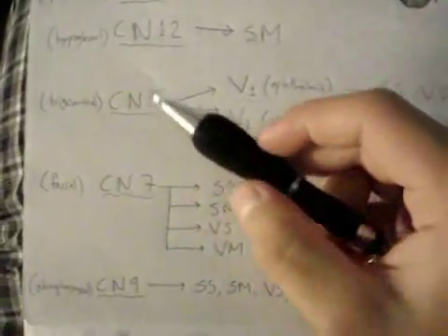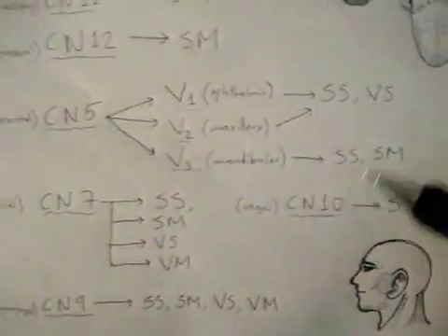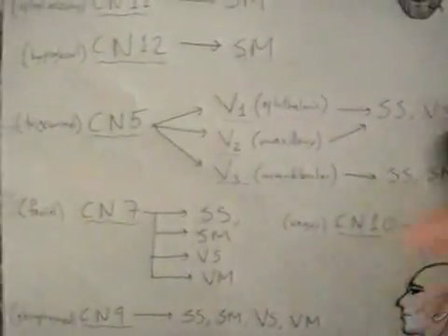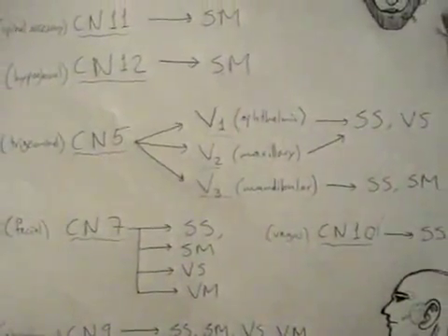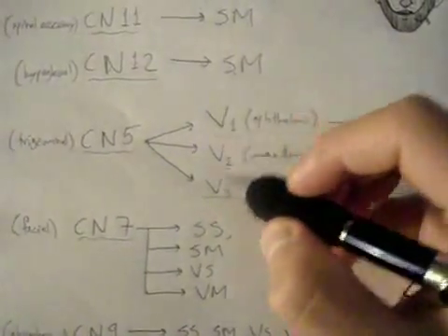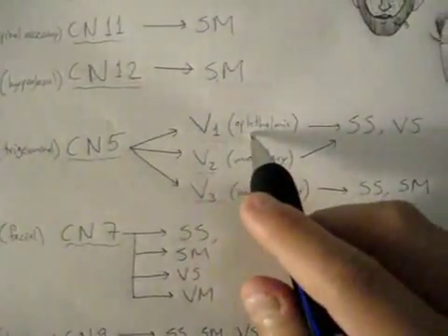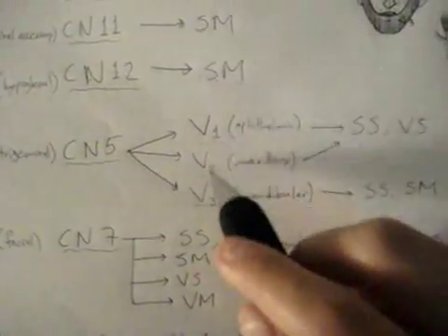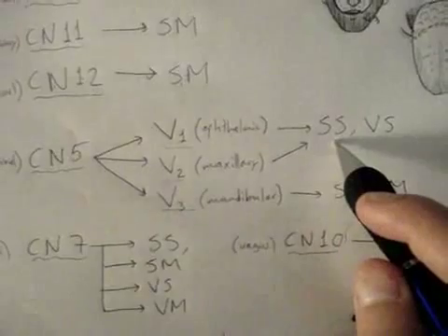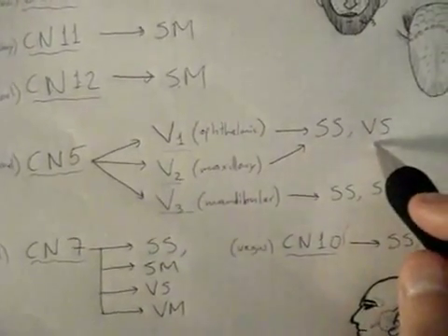Now we will talk about cranial nerves 5, 7, 9, and 10, which are the most complicated ones. Cranial nerve 5, the trigeminal nerve, consists of three components: V1, V2, and V3. V1 is known as ophthalmic, V2 as maxillary, and V3 as mandibular. V1 and V2 both have a somatic sensory component and a visceral sensory component.